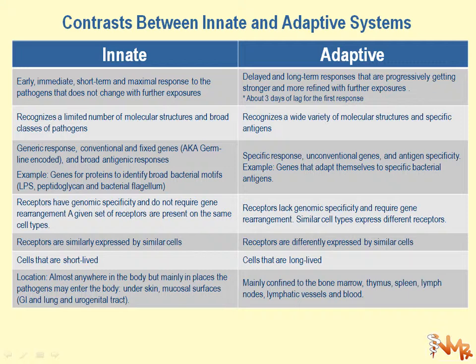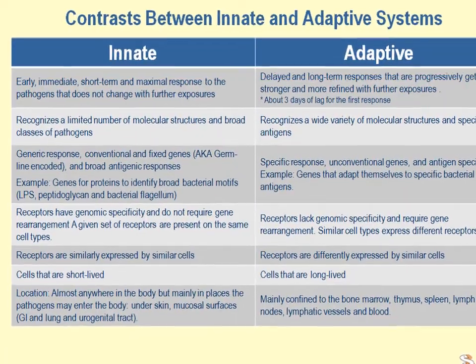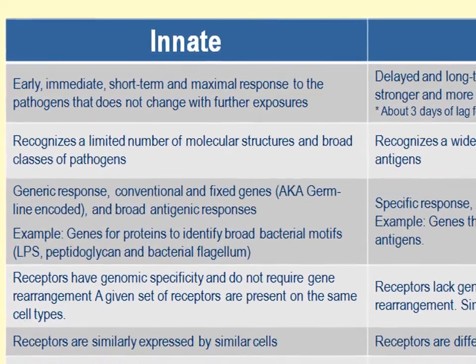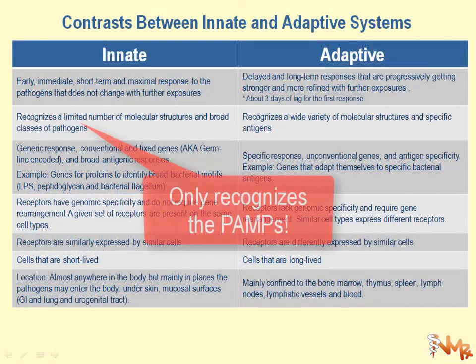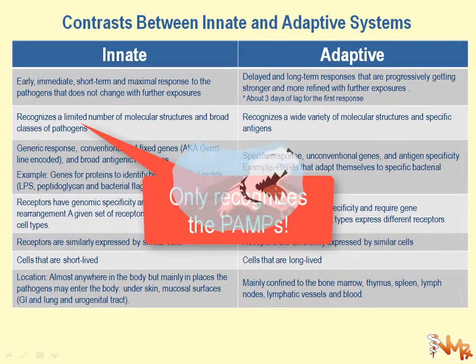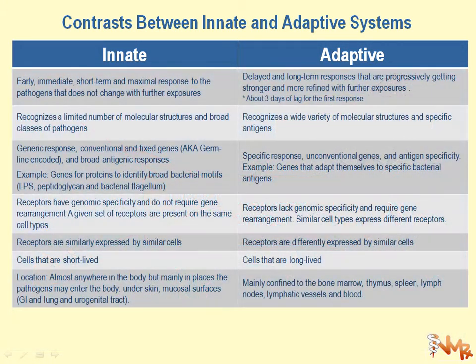The innate system recognizes a limited number of molecular structures and broad classes of the pathogens. It just, for instance, recognizes the RNA viruses or DNA viruses or bacteria. It cannot tell if that gram-negative bacteria is a Klebsiella or is an E. coli, for instance. The adaptive system, in contrast, recognizes a wide variety of molecular structures and it identifies specific antigens.